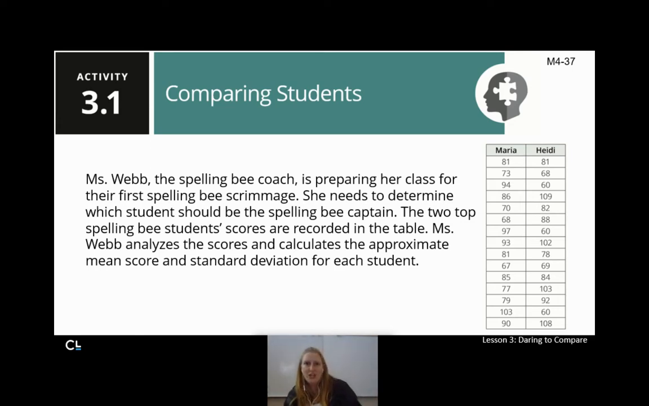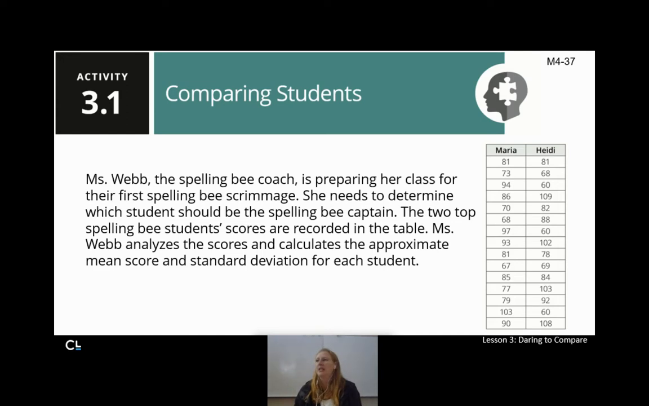So we have a couple of scenarios here. We're going to be comparing two sets of data, but more importantly, we're going to look at these sets of data and decide, hey, what shape are they? Are they skewed? Are they symmetric? And what does that mean? Should we find the median for each or the mean for each? Should we be finding the interquartile range for each, or the standard deviation for each? We want to make sure we have good comparisons.